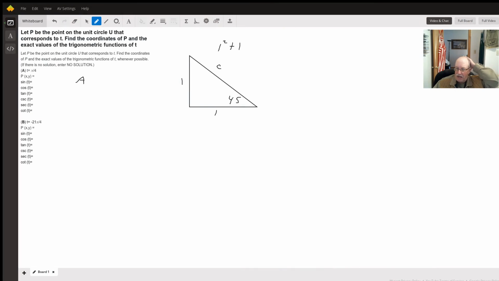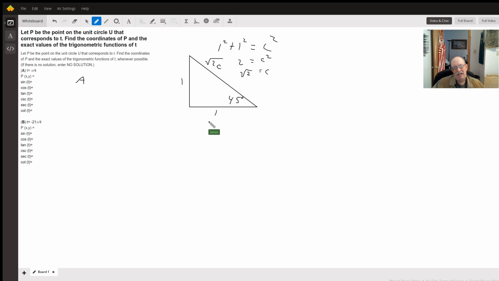Hi, I'm not sure if you know special triangles here, but pi over 4 is the same as 45 degrees. So if that's a 45, 45, 90 right triangle, we get 2 equals c squared. The square root of 2 is going to equal c. Okay, so my hypotenuse on this 45, 45, 90 is the square root of 2.